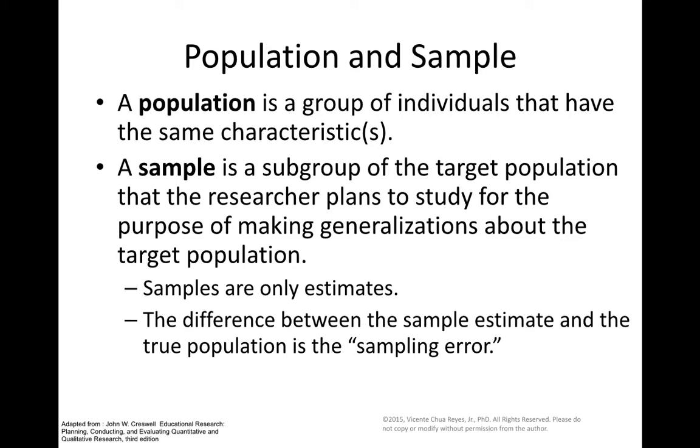Taking note of these, we need to remember that samples are only estimates, and the difference between sample estimates and the true population is what we refer to as the sampling error. So the results of our quantitative analysis always produce a sampling error, and we need to be able to report this sampling error. If we increase the size of our sample in relation to the population, you will find that the sampling error reduces as well.